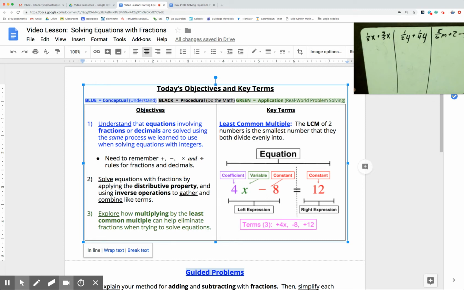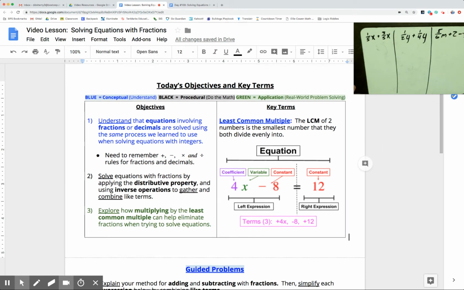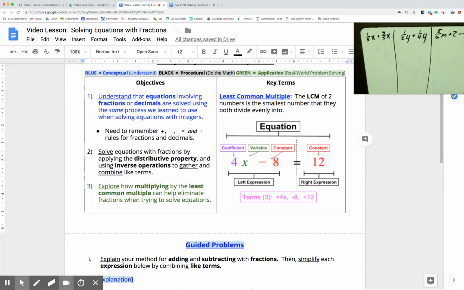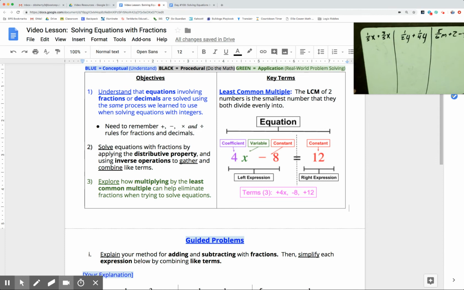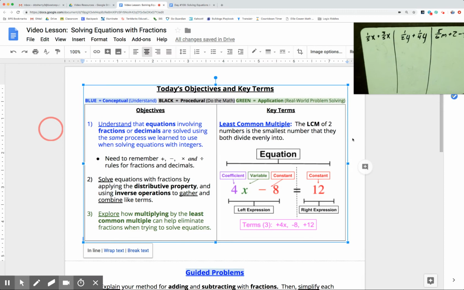So it's going to be important to remember back in 5th grade, 6th grade, some of the rules you learned for how to multiply and divide with fractions, how to add and subtract with fractions. But other than that, it's going to be the same work that we started to learn last week and the week before that.